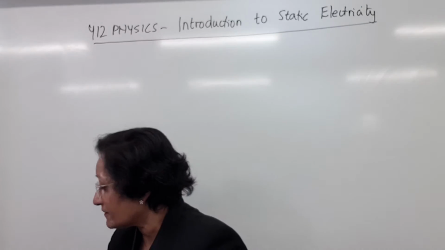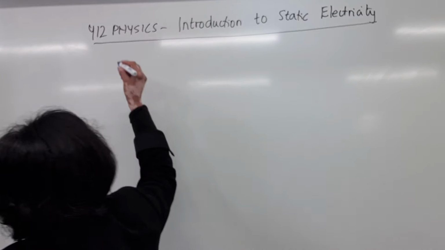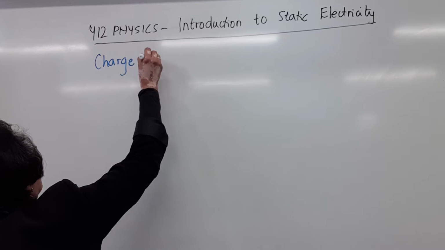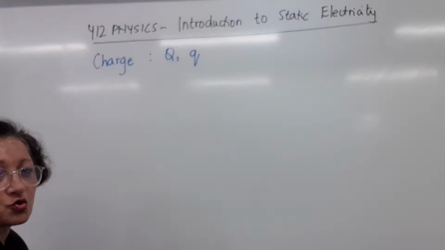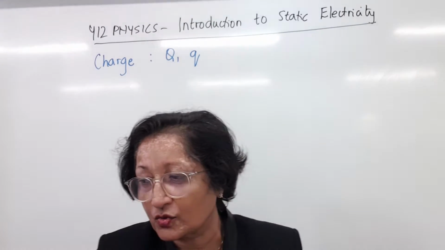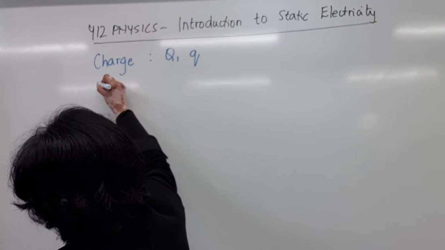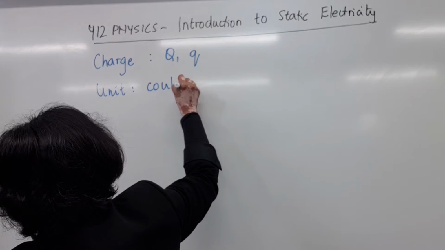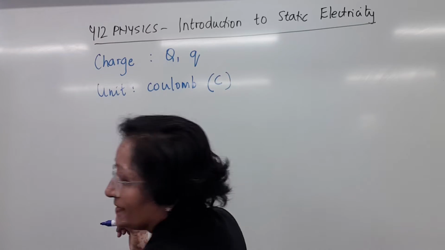Now just going a little further, the symbol for charge is the letter Q. So charge, which could be positive or negative, is represented by either a capital Q or a little q. Okay, and charge is measured in a unit called coulomb. And that's represented by the letter C.